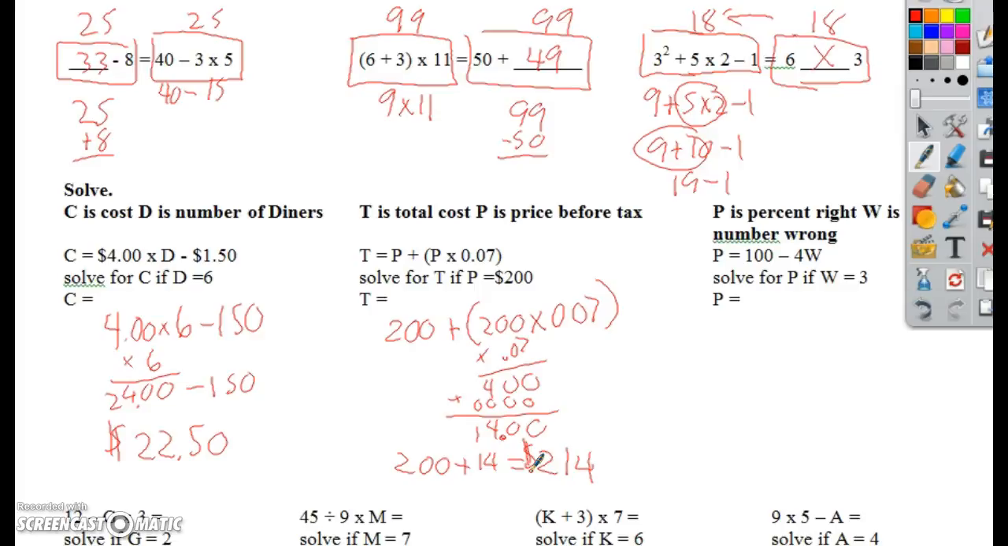P is percent right, W is the number wrong. So I got 100 minus 4W, which means 4 times W, so 4 times 3. I'm going to do the 4 times 3 first because multiplying comes first. So I got 100 minus 12 equals 88, and it says P is the percent right, so that's really a percentage.